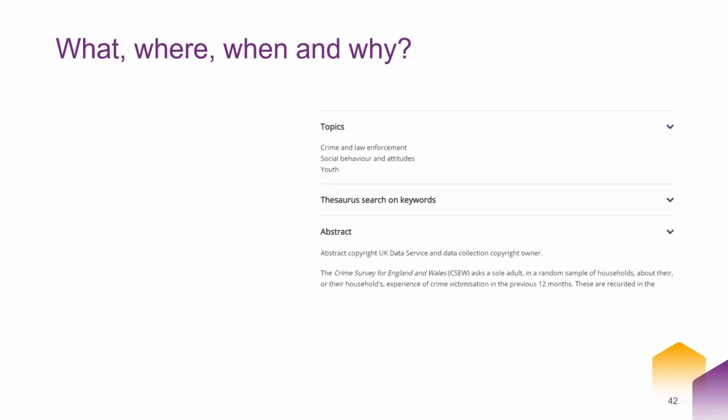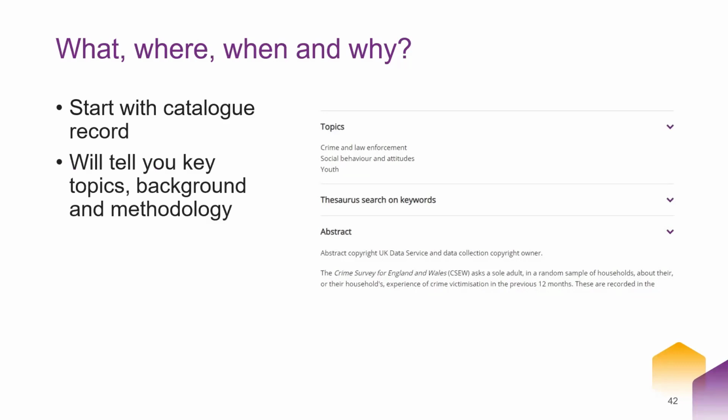So once you've found a data set that you think might be suitable, you'll need to consult its catalogue page. This will give you an overview of the key topics, background, and a brief overview of the methodology. And you can also access the documentation, as Maureen mentioned earlier, including any user guides, technical reports, and lists of variables included in the data set, and any notes that you might need to be aware of for the data use.